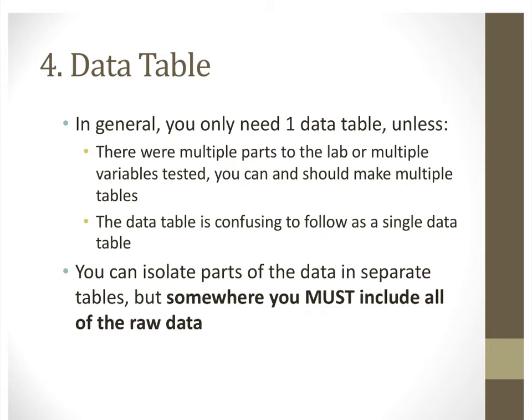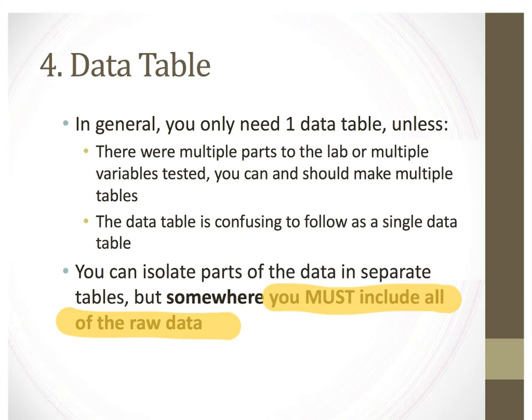Later on in the lab report, in the results section, you can isolate parts of your data. Sometimes people tend to not include all the data because they want to just focus on the essential data, but you can't do that. You have to include all of your raw data in a data table. And if you then later on want to narrow down the focus to only 2 or maybe 3 variables or 2 or 3 columns within that data table, that's fine. But you must include all of the raw data somewhere.